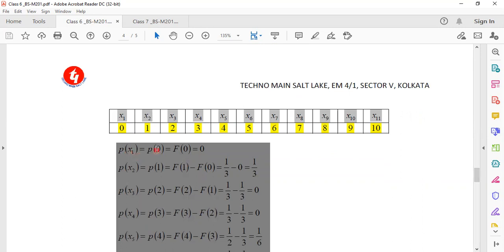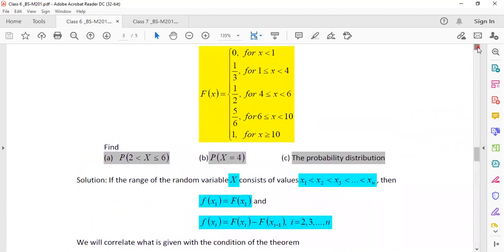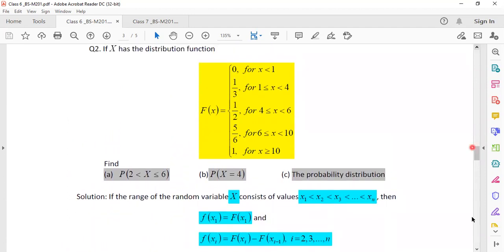So P of x1 is actually what? P0. And P0, since it is the first value, should be equal to the value of the distribution function at 0, which is 0. It is clear from the distribution function. Just have a look at the distribution function once again. I'll send you the note, don't worry.